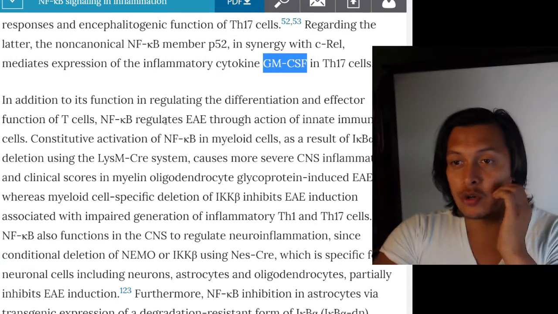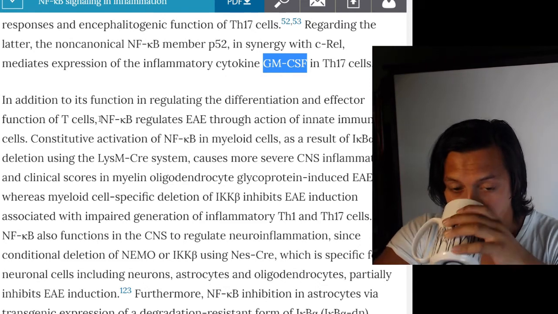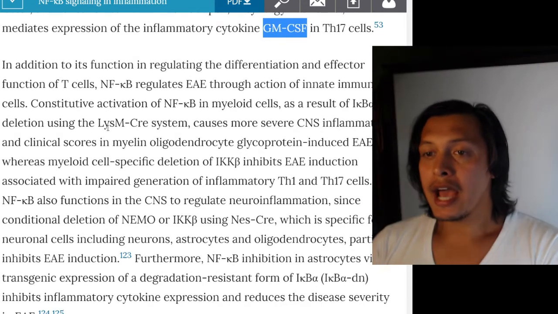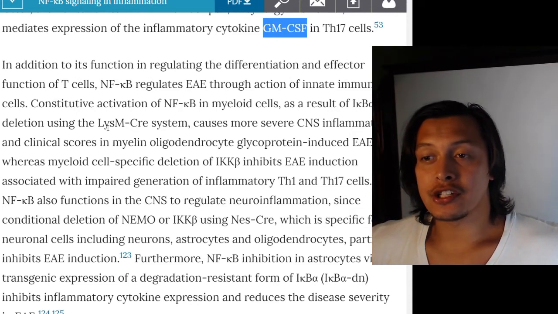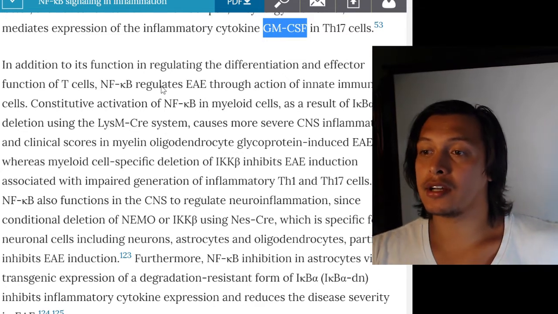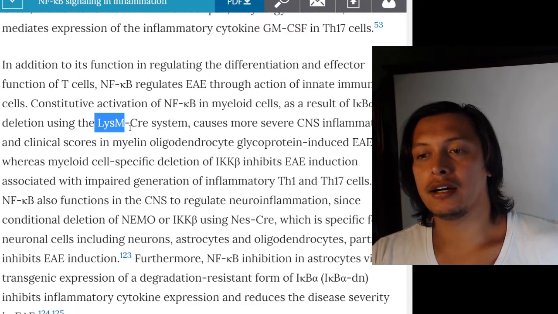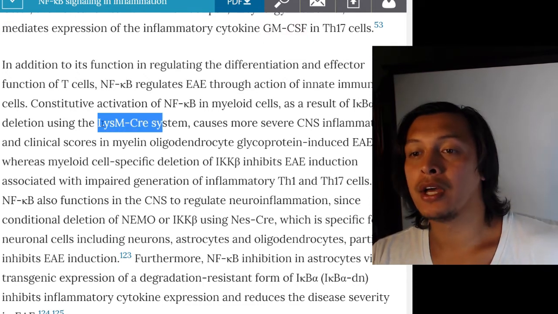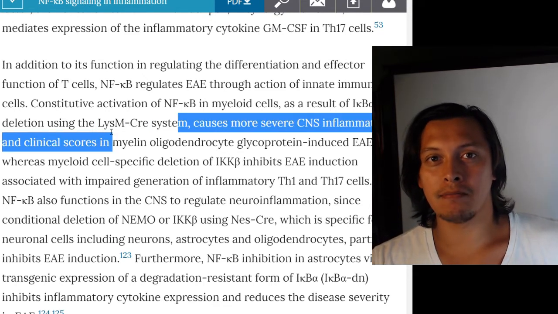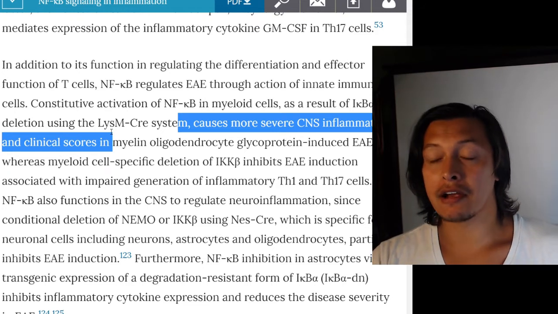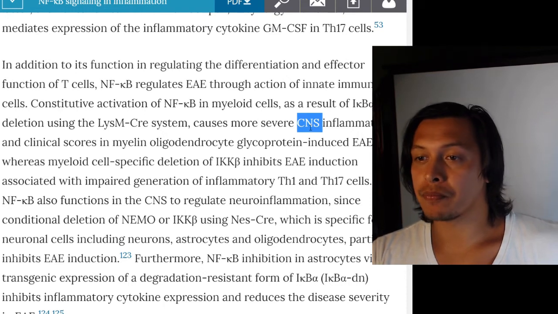So, in addition to its function in regulating the differentiation and effector functions of T cells, NF-kappa B regulates EAE through the action of innate immune cells. Constitutive activation of NF-kappa B in myeloid cells as a result of I-kappa B alpha deletion using the LYSM-CRE system, and don't worry too much about this, just know that there is a system by which you can deactivate genes later in life. This would be one of them. This causes more severe central nervous system inflammation.